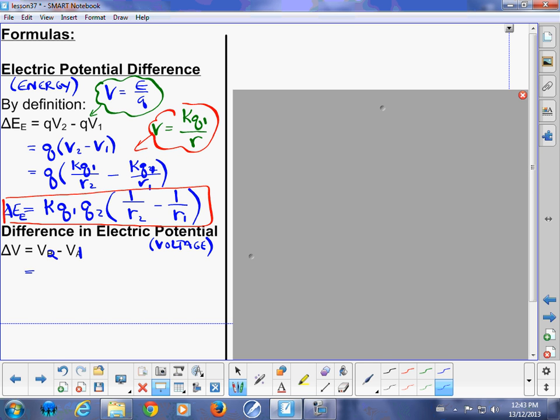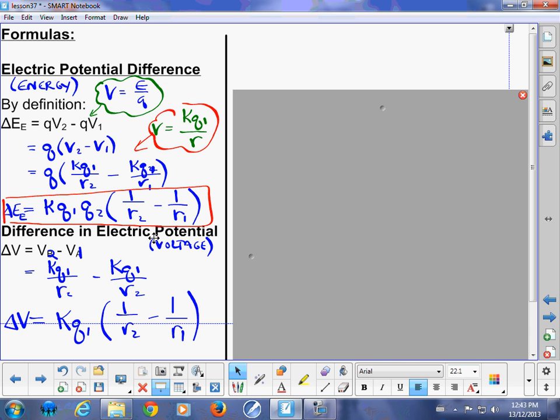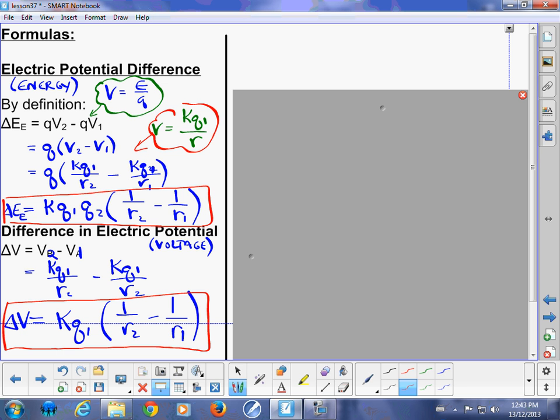So we already know what V2 and V1 are going to look like. That is simply kQ1 over r2 minus kQ1 over r1. We can simplify that by taking out the kQ1, which leaves us with 1 over r2 minus 1 over r1. And that will calculate our change in voltage moving a particle from one location to the next.